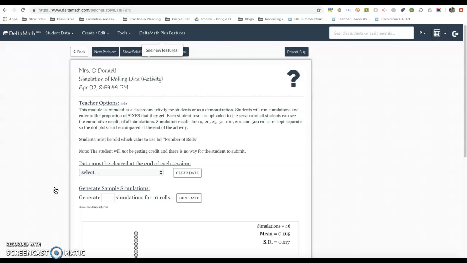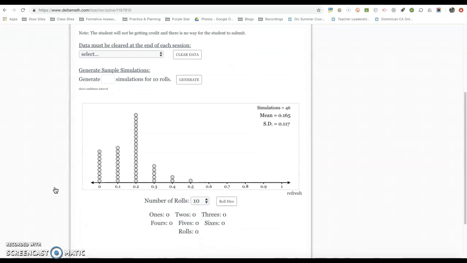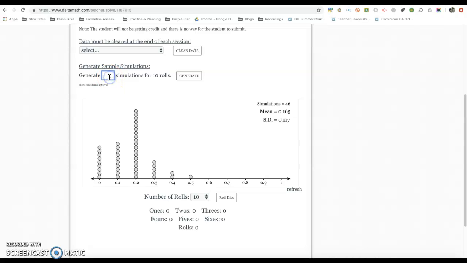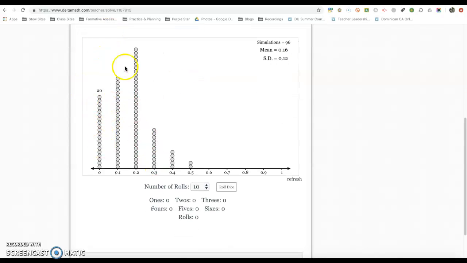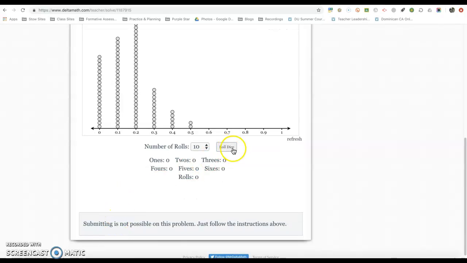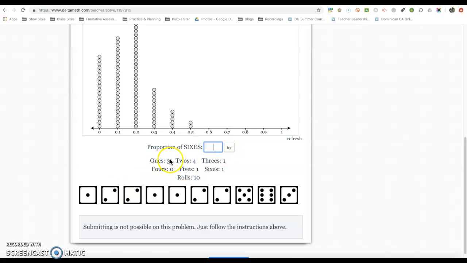Let's look at the rolling dice activity. Okay, so generate sample simulations. What if I generated 50 for 10 rolls? So we'll see what that does. Okay, so it added some more data points. So now I'm going to go ahead and roll my dice. I've got 3 1s, 4 2s, 1 3, 0 4s, 1 5, 1 6, and I rolled 10 dice.